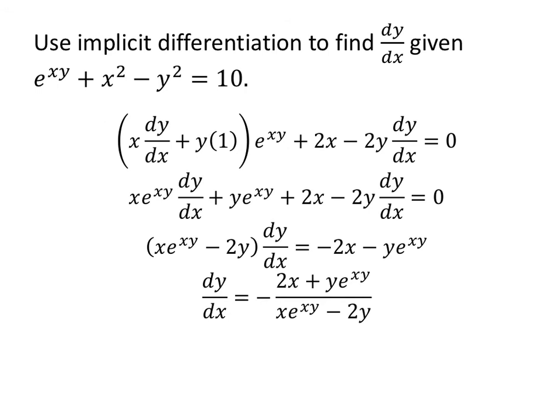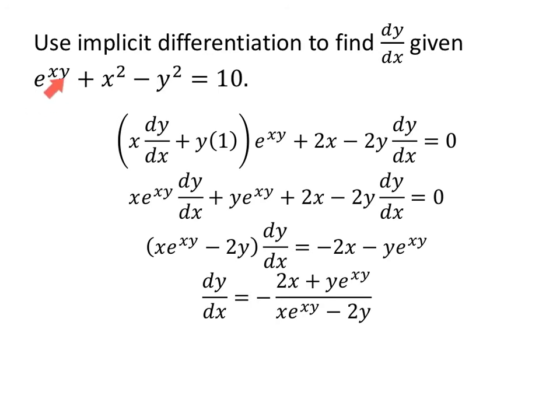Implicit differentiation using exponential functions. e to the xy plus x squared minus y squared equals 10. I want to find dy/dx. So in my first step, I find the derivative of e to the xy.